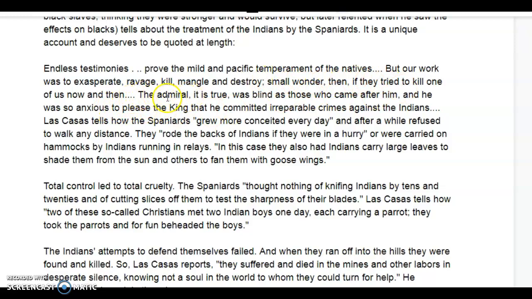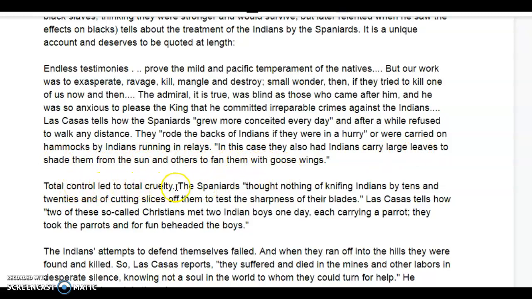The admiral, being Christopher Columbus, it is true, was blind as those who came after him, and he was anxious to please a king that had committed irreparable crimes against the Indians. Las Casas tells how the Spaniards grew more conceited every day, and after a while refused to walk any distance. They rode the backs of Indians if they were in a hurry, or they were carried in hammocks by Indians running in relays. In this case, they also had Indians carry large leaves to shade them from the sun and to fan them with goose wings.